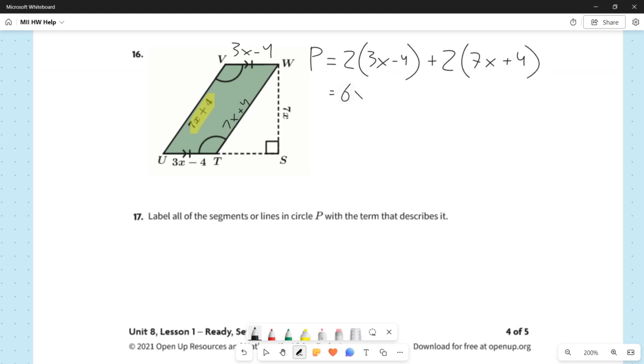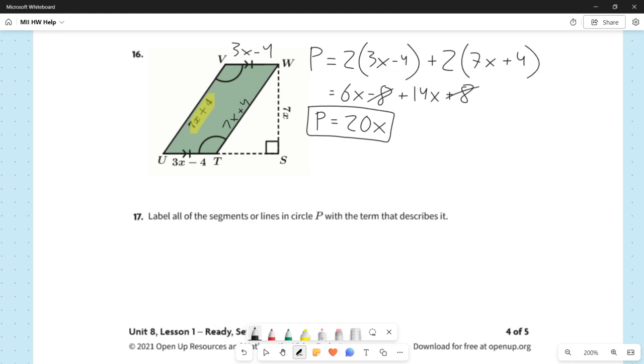So 2 times 3x is 6x, 2 times negative 4 is minus 8, 2 times 7x is 14x, and 2 times 4 is 8. So if we combine our linear terms, 6x plus 14x is 20x. Negative 8 plus 8 is 0, and we certainly don't need to say plus 0 at the end, so they just go away. And again, we're not given any other units of measurement here, so we'll just leave it as 20x, and that is the perimeter of this parallelogram.